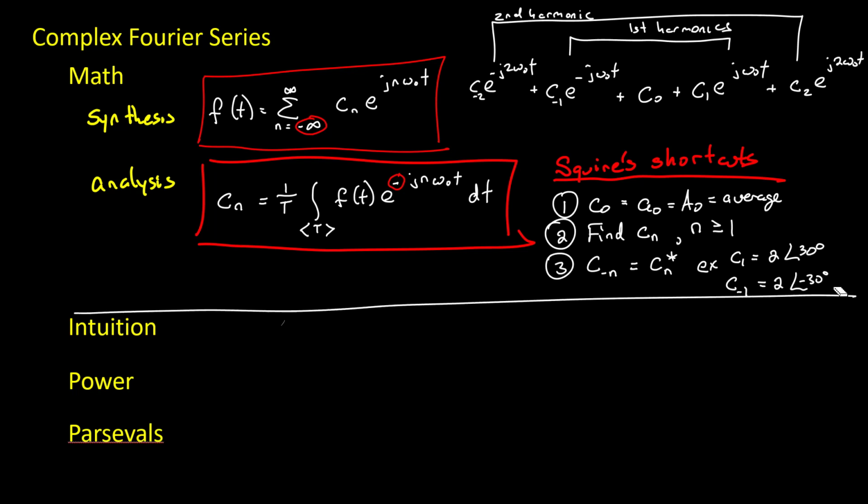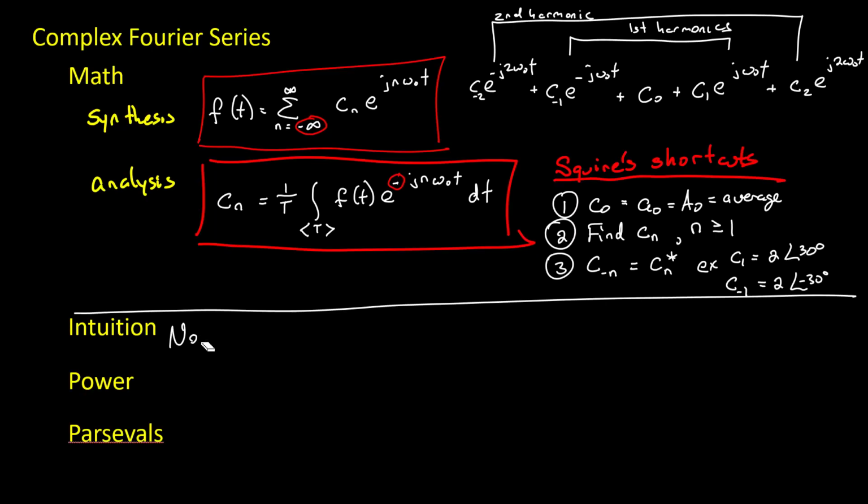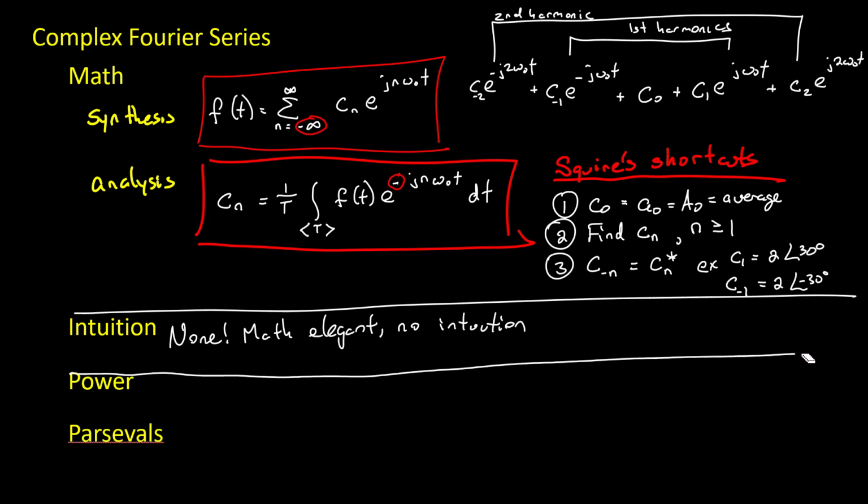The intuition behind the complex Fourier series is this. That's right, there is none. It's very mathematically elegant, but there's no intuition. The form of the Fourier series that you want to do for intuition is the capital A sub n, phi sub n version. Let's talk about power.